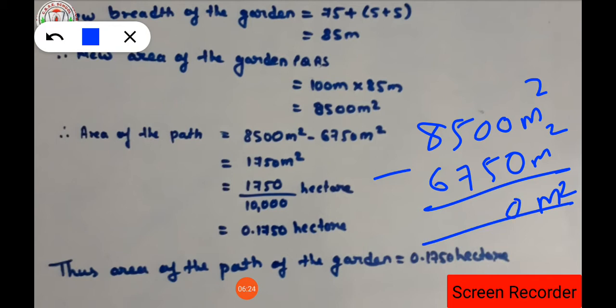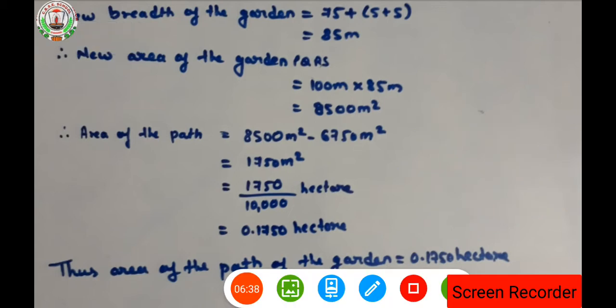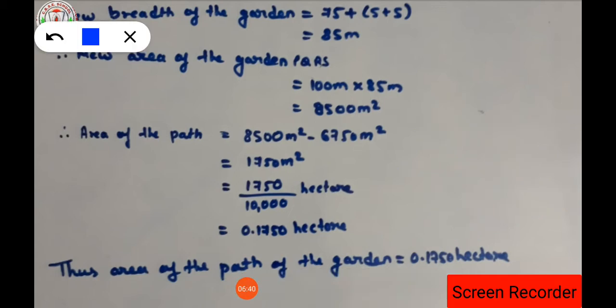So how much will it be? It will get a carry, so it will become 14, then 7, so 1, 7 here, and then 5. So the answer is 1750 meter square. Clear, everyone, why it is 1750 meter square? Because we had subtracted it, that's why.